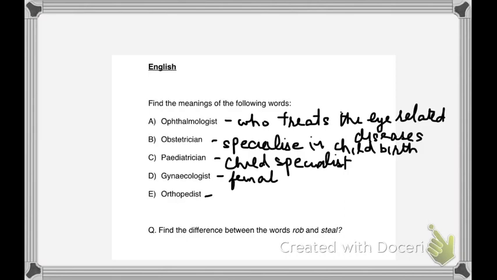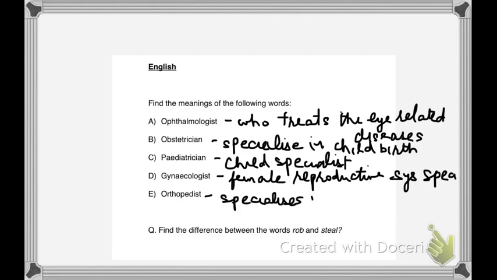Now, who is a gynecologist? A gynecologist is a doctor who specializes in the female reproductive system. Again, a gynecologist is a different type of doctor. Why I have considered these three doctors is because there is a minor distinction between these three types of doctors, so keep that in mind. Now, who is an orthopedist? An orthopedist is a doctor who specializes in bones. Just remember the meaning of these five words.